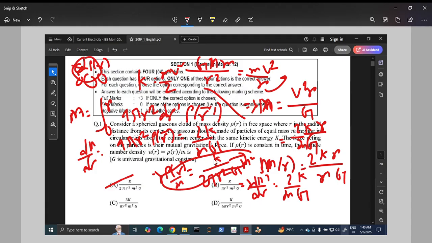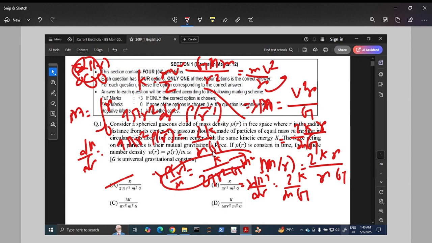Why do we have to differentiate this capital M? Because if I differentiate M with respect to r, I get something written in terms of rho(r), and my target in this problem is to find rho(r). So I am differentiating this way. I get 4 pi r squared rho(r), and matching with 2Kr by m G, this dM by dr and this dM by dr, I am just matching. From this equation I get rho(r) is equal to this, and I have to find n(r) equal to rho(r) by m. This is from equation number 1.